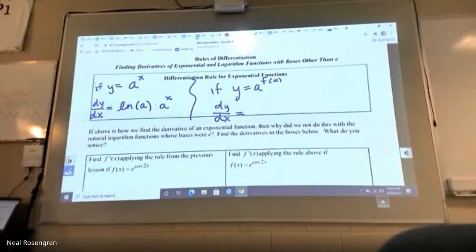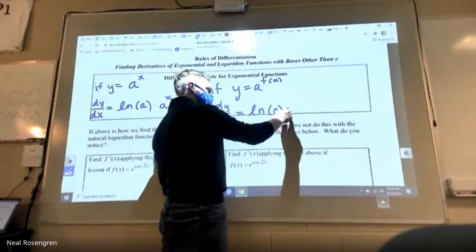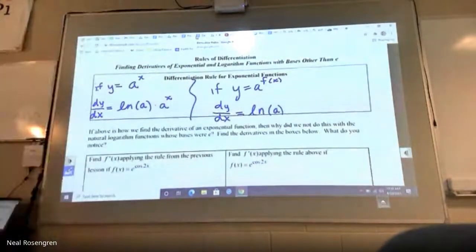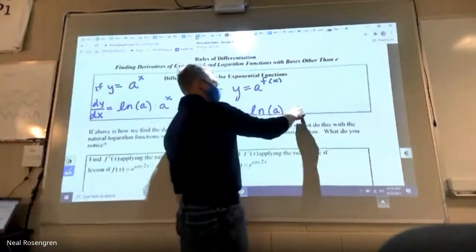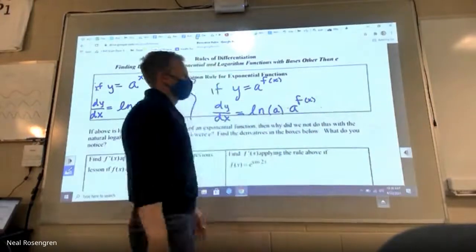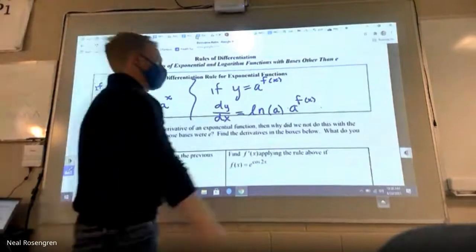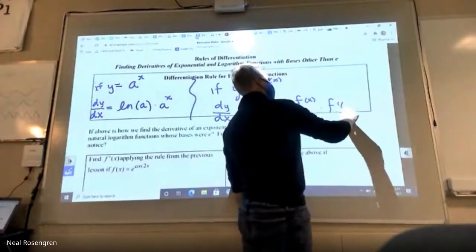All right, if you look back 4 or 5 pages or so, and you see how similar they are, it's really, really the same, right? We have the natural log of the base as a constant being multiplied through, times, leave the original function the same, a to the f of x, times f prime.